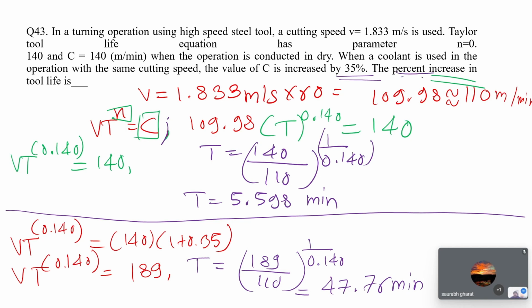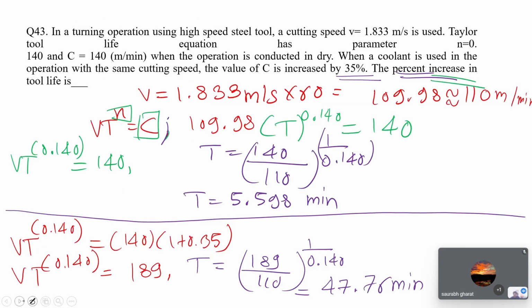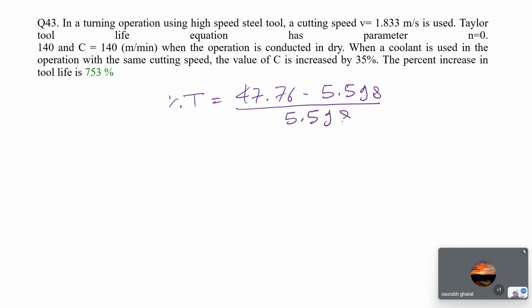What they are asking? Percentage increase. Okay. So what is your percentage increase then? Simple. We know both the answers, 47.76 and 5.598. So your percentage increase in T will be 47.76 minus 5.598 divided by 5.598. So it will be 753%. Okay. Your increase in T life is this much. It is just hypothetical computation.